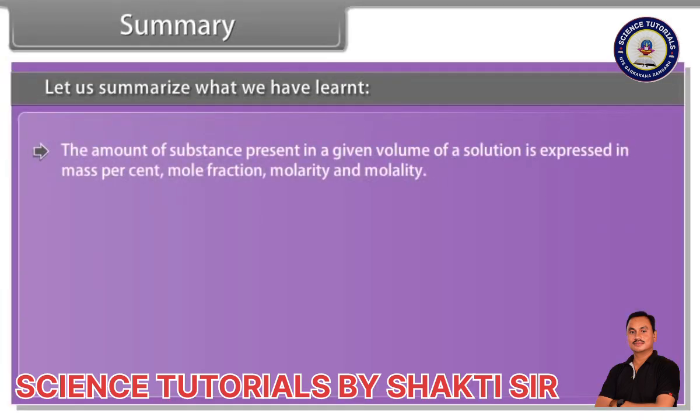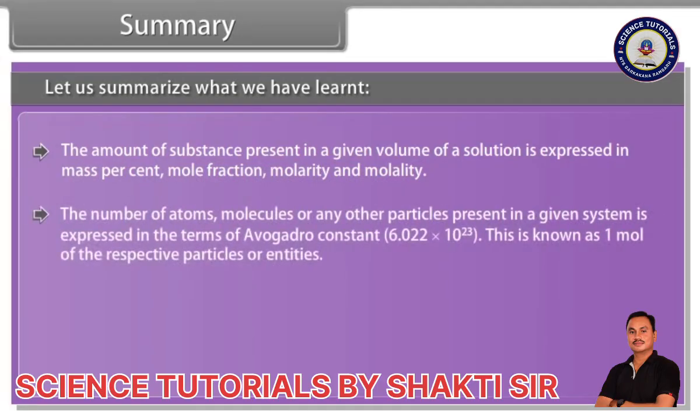The amount of substance present in a given volume of a solution is expressed in mass percent, mole fraction, molarity and molality. The number of atoms, molecules or any other particles present in a given system is expressed in terms of Avogadro constant, 6.022 into 10^23. This is known as 1 mole of the respective particles or entities.